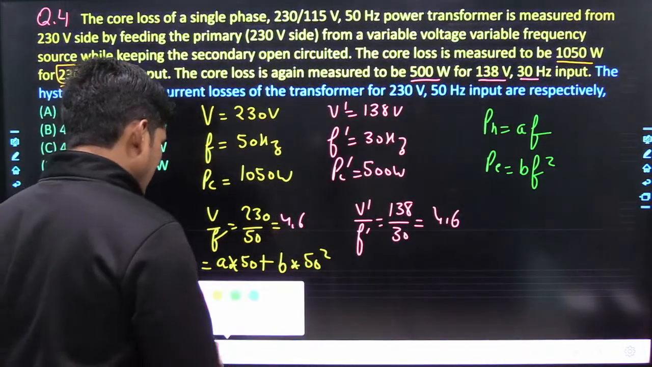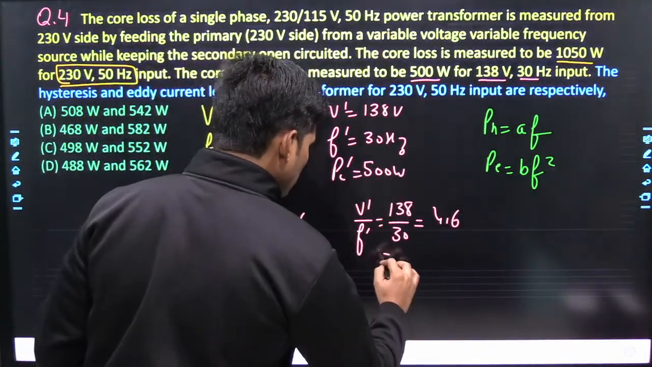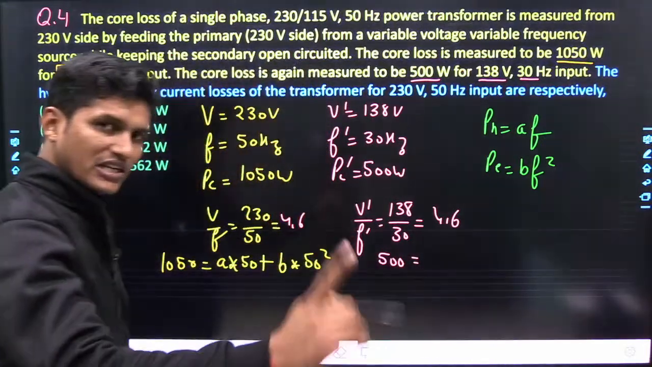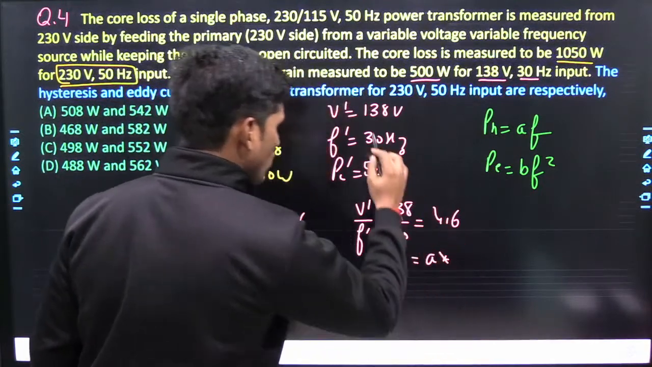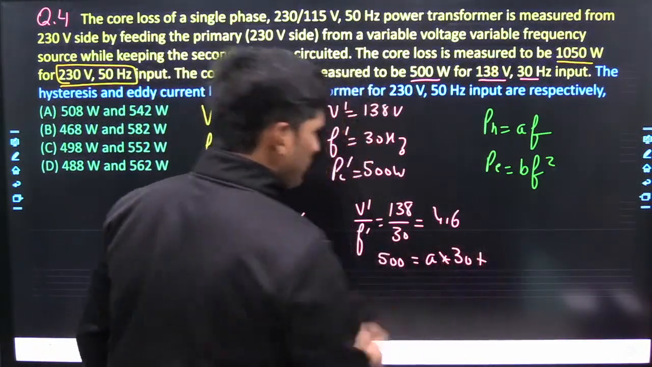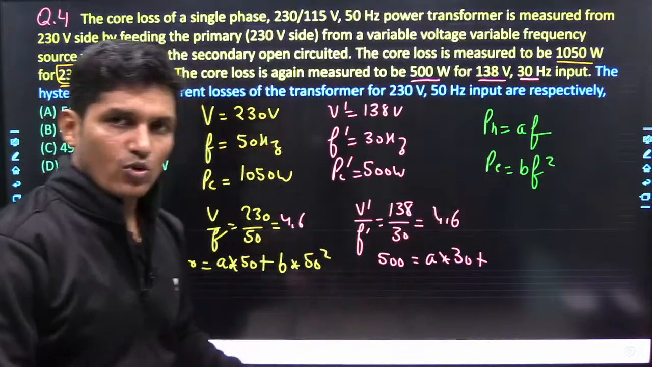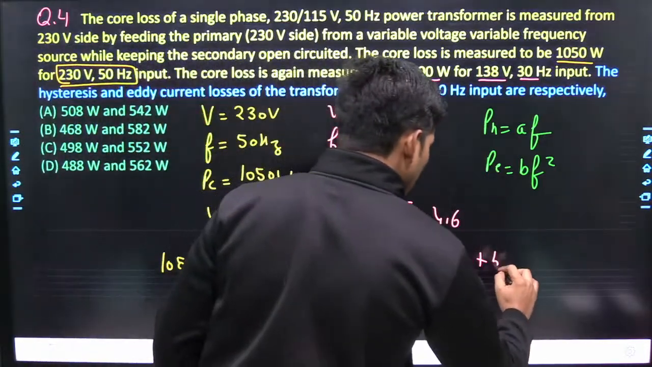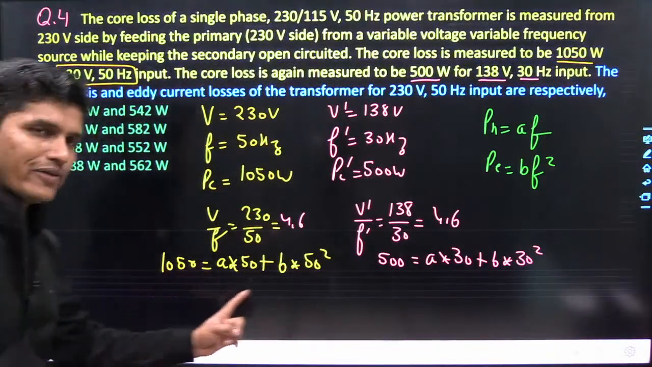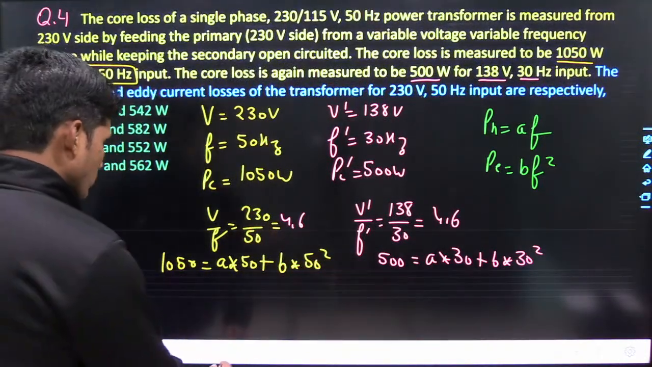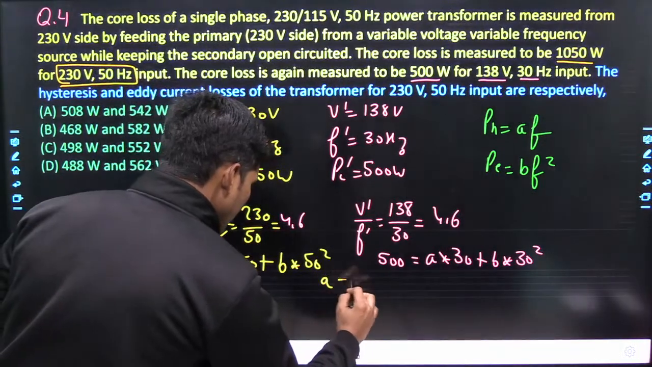Similarly, for the second condition, the total core loss is 500 watt, which equals hysteresis loss, PH equals AF, A into 30, plus eddy current loss B into F square, B into 30 square. So we have two equations and two unknowns. We have to find the values of A and B.